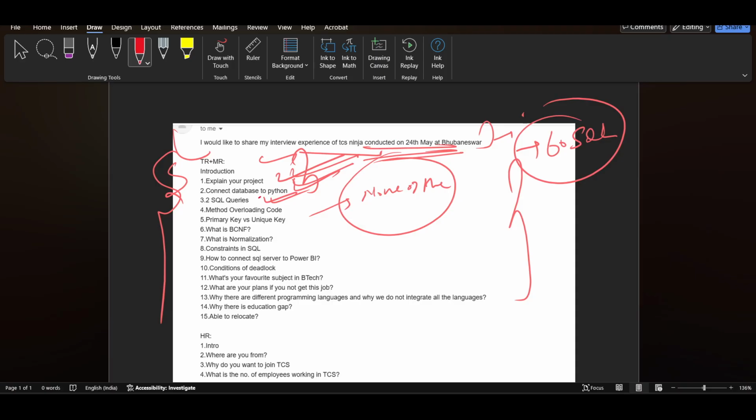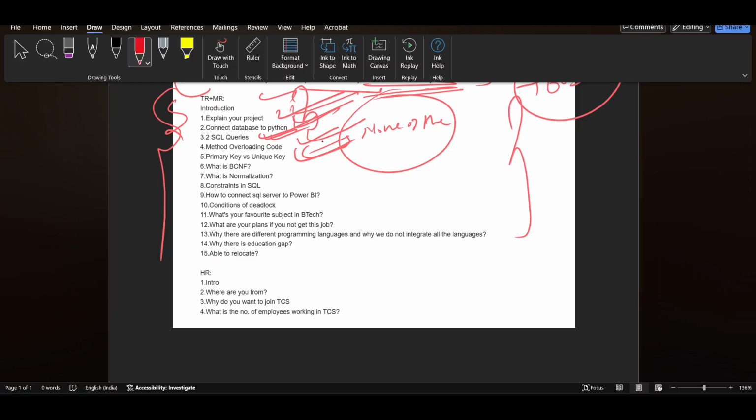Two SQL queries, method overloading code. Method overloading is a concept of object-oriented programming. Primary key versus unique key. This is what they asked. What is BCNF? BCNF is basically your normalization. What is normalization? Constraints in SQL, how to connect SQL Server to Power BI, conditions of deadlock. What's your favorite subject in BTech?